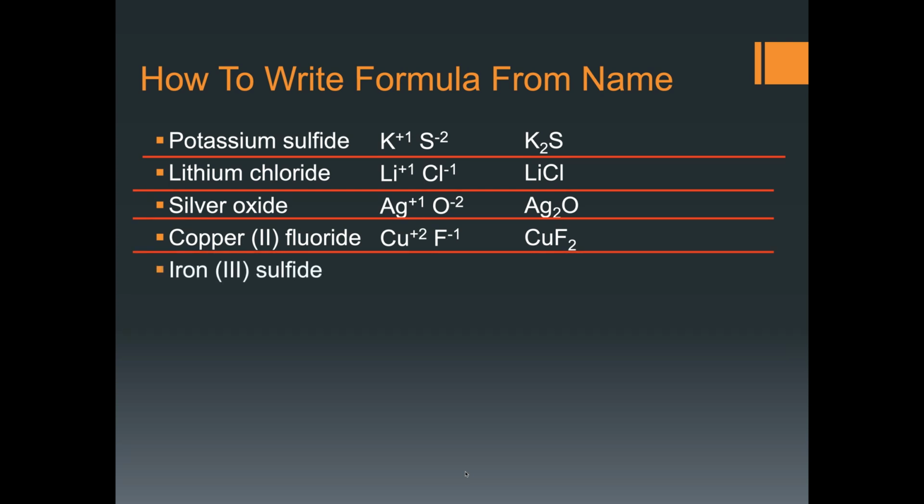Iron has two charges, +2 and +3. This is telling us to use iron with the +3 charge. And when we drop and swap, that gives us the formula of iron 3 sulfide.